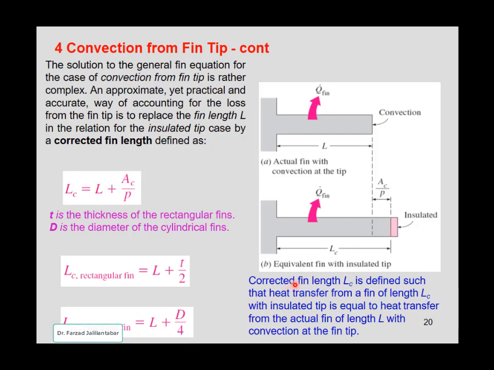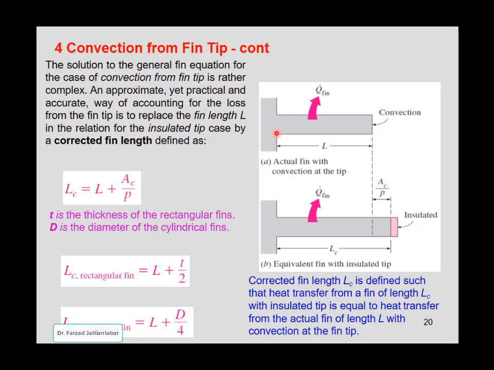So the corrected fin length Lc is defined such that the heat transfer from a fin of length Lc with an insulated tip will be equal to the heat transfer from the actual fin of length L with convection at the fin tip. This Lc, or corrected fin length, for a rectangular fin will be equal to L plus t over 2, where t is the thickness of the fin, and for a cylindrical fin it will be equal to L plus D divided by 4, where D is the diameter of the fin.